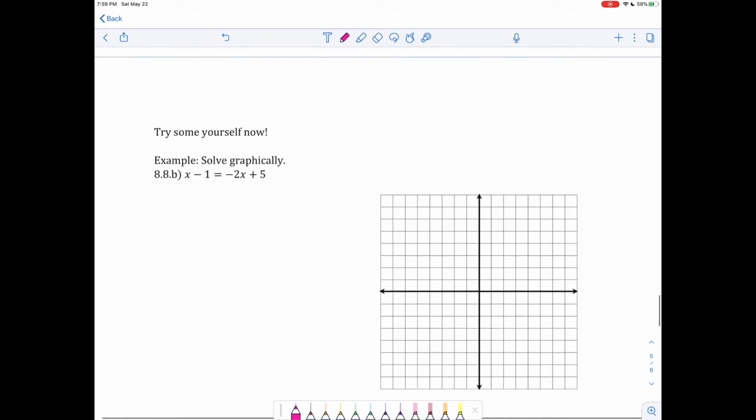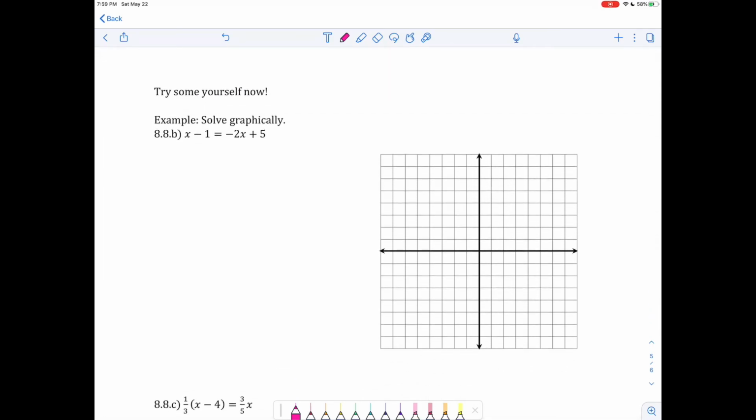There are a couple more examples. There's this one, and then there's one after it. Try them yourself. So give them a go. See if you can follow those steps. Graph the left side, graph the right side, and find that point of intersection and work with it. But do pause this video.